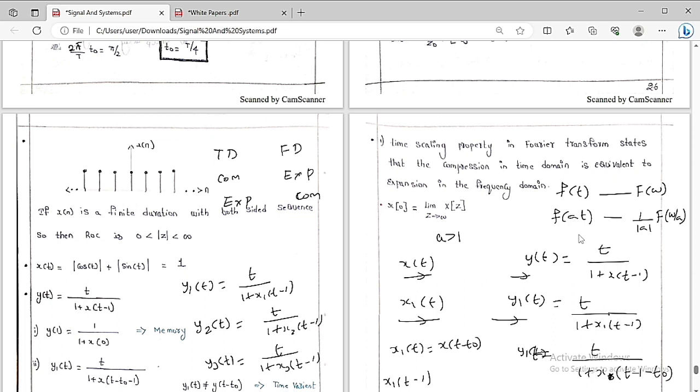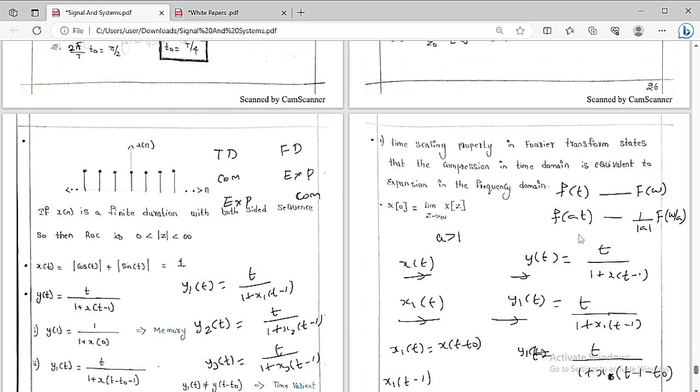Therefore, the compression in the time domain will lead to expansion in the frequency domain, and the expansion in the time domain will lead to compression in the frequency domain, as you can see clearly from the formula also. By using this basic formula, if f of t has the Fourier transform F of omega, then f of at has the Fourier transform 1 by mod a into F of omega by a. A can be positive, a can be negative, a can be greater than 1, or a can be less than 1 also.